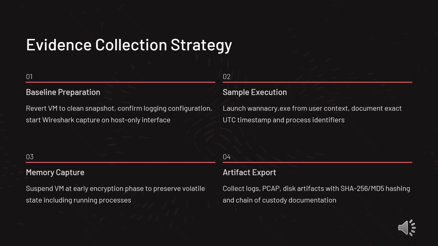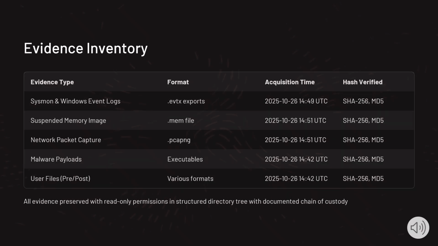Finally, the extraction phase involved exporting logs, event files, packet captures, before and after file samples, wallpaper images, and payload executables, you get the idea. One other important thing is memory snapshots. Everything was being hashed using SHA-256 and backed up using MD5. This ensures integrity and admissibility should this have been a real forensic case.